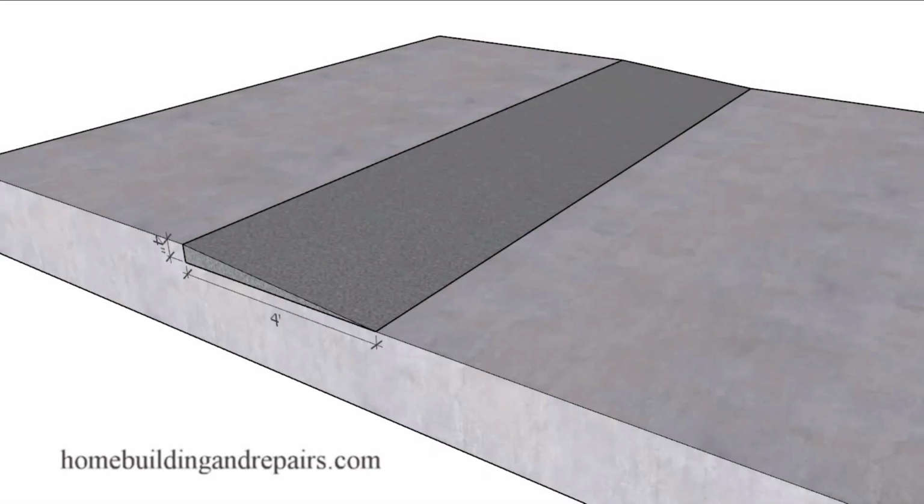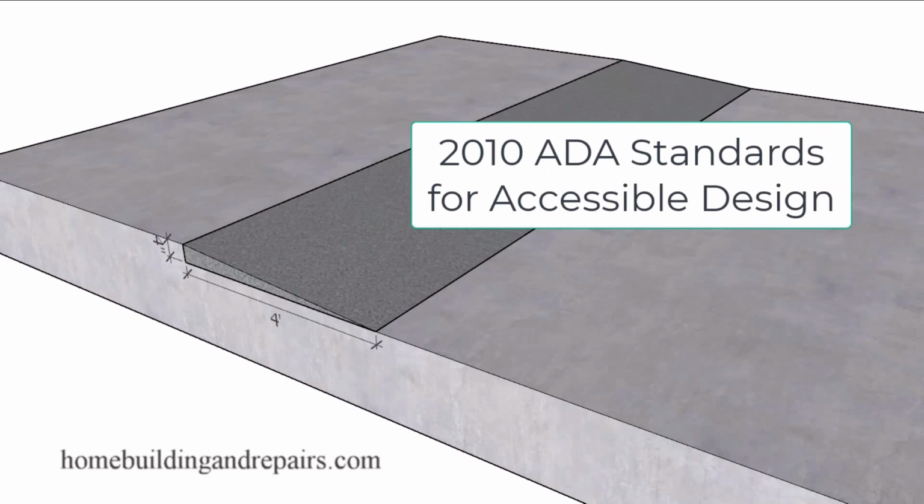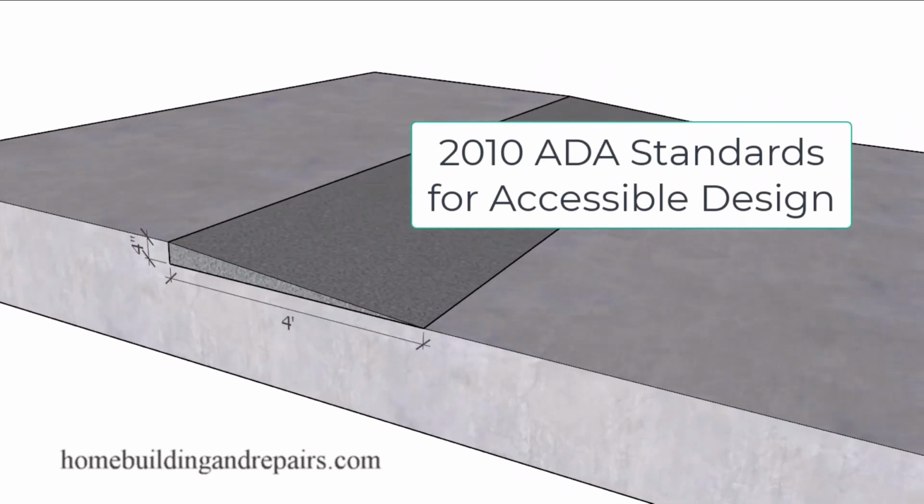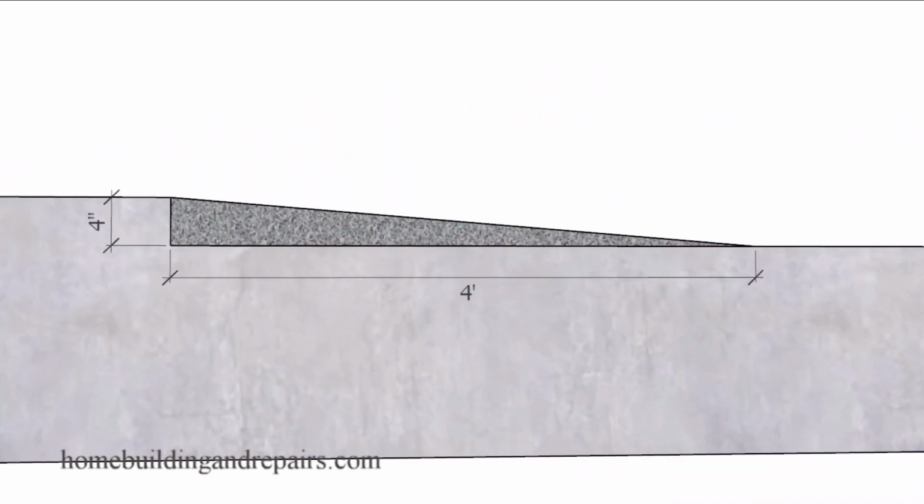Here is another question one of our viewers had. They wanted to know how to figure out the length for a ramp. And according to the ADA, the Americans with Disabilities Act, they would like you to go out 1 foot for every 1 inch of vertical height. So if we were going to go up 4 inches, we would need to go out 4 feet or 48 inches.